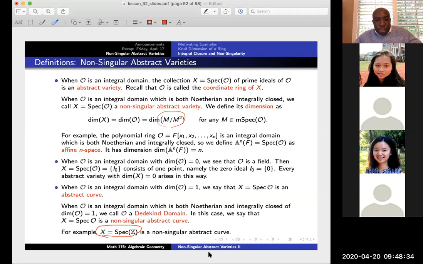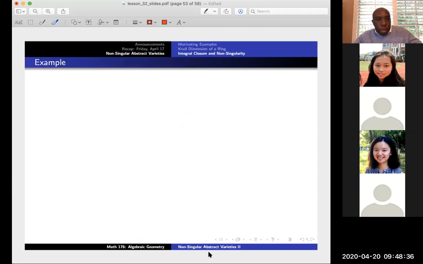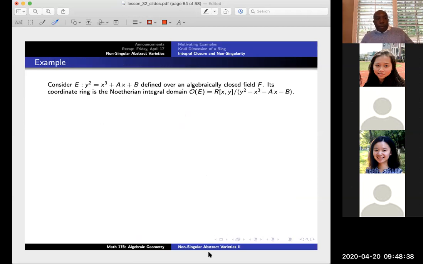Okay, all right, let's take the last few minutes here and try to work out one last example to piece everything together. So let's return back to our favorite elliptic curve. We'll work over an algebraically closed field F. And we know, based on what I mentioned earlier, that not only is O_E here an integral domain, but it's actually a Noetherian integral domain. So for any A and B, we always have a coordinate ring that is a Noetherian integral domain, no matter what.